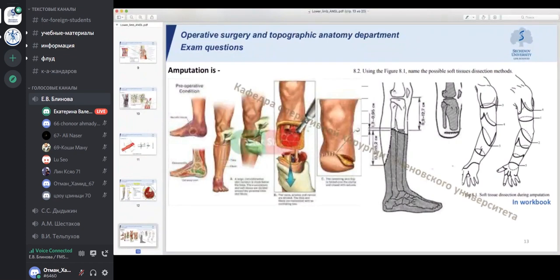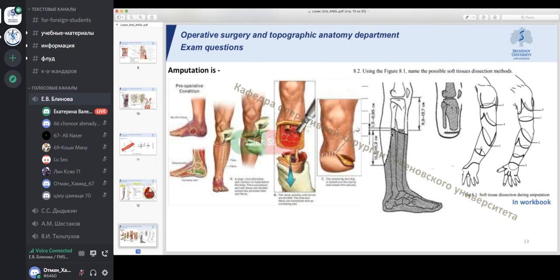You should, in the first stage, incise the soft tissue and form two flaps. The posterior flap should be longer than the anterior flap. Why? Because the posterior compartment of the muscle is bigger than the anterior compartment.